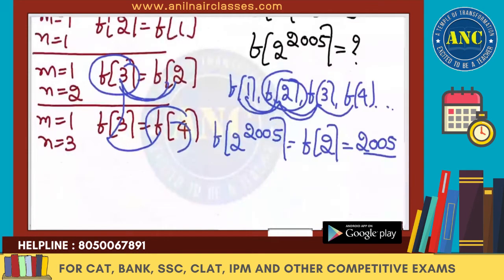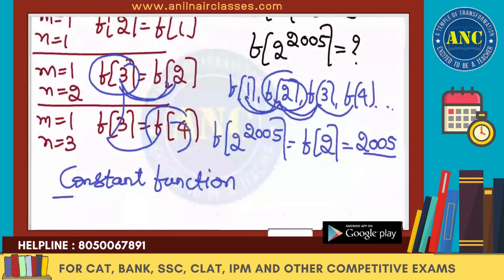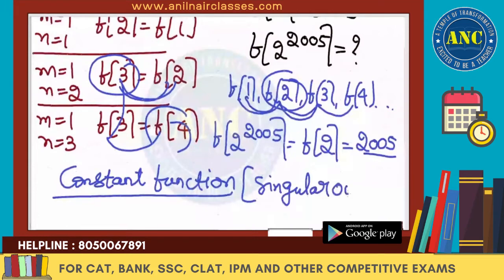This is a classic example of a constant function. What do you mean by a constant function? Singular output. Only one output. Constant function. It is singular output.